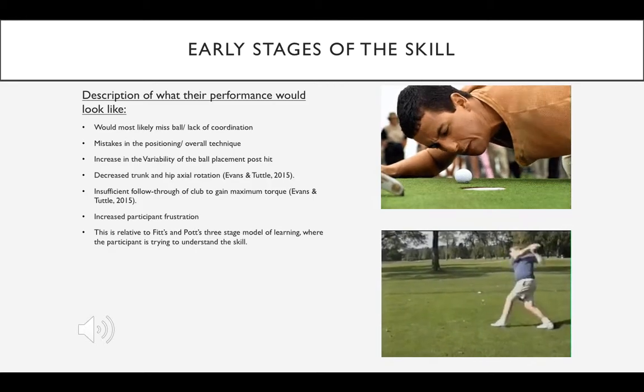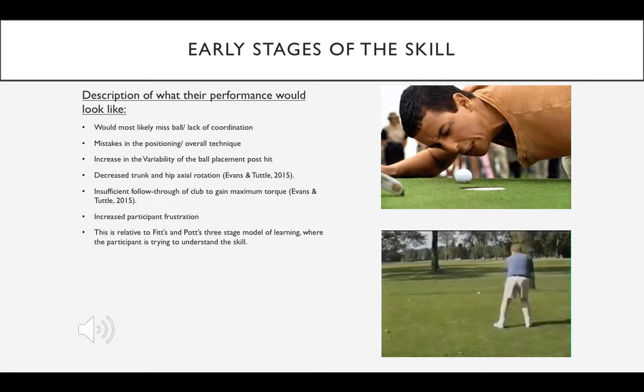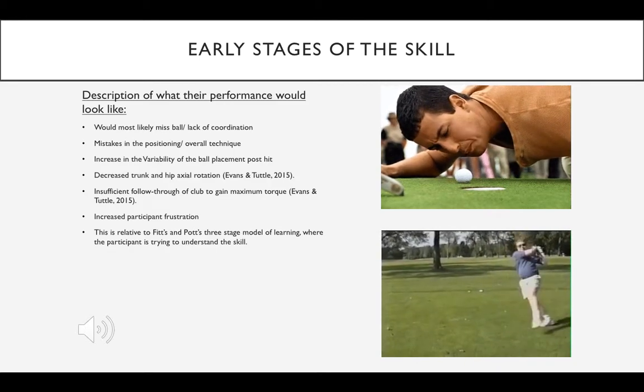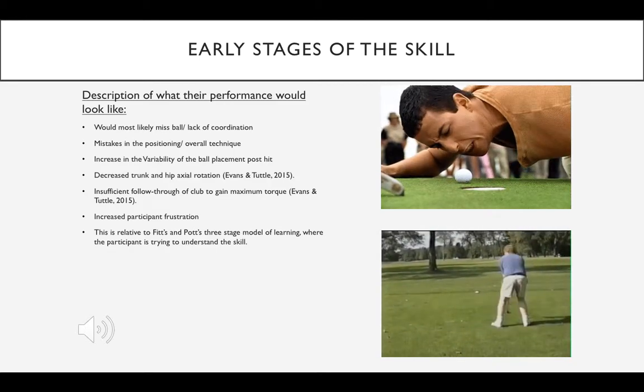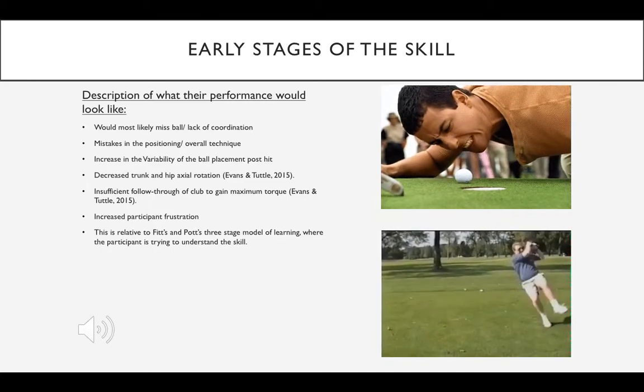This is relative to the first stage of Fitts and Posner's 3-stage model of learning, where the participant is trying to understand a skill. In this stage, the learner forms a cognitive picture of the skill and what is required to do it. It involves movements that are poorly timed, bumpy, and hesitant to say the least.